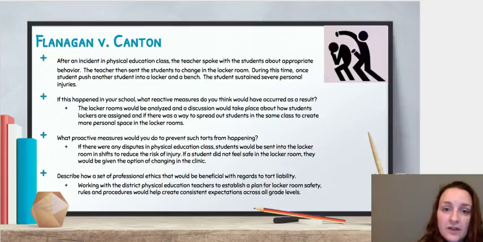Now, when we look at professional ethics, I think it's important to work with the entire district's physical education staff to come up with some consistent and clear rules about the locker rooms. That way the students know the expectations from the first time they set foot in the locker room, and those stay consistent throughout their years in education so that they understand what is acceptable, what is unacceptable, and then the consequences for those actions.